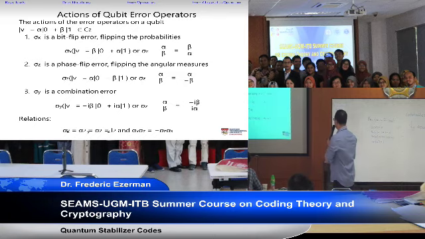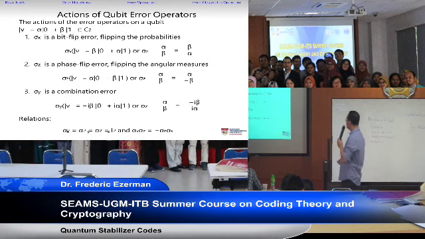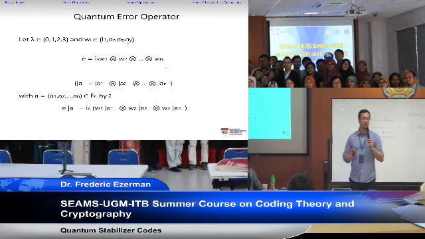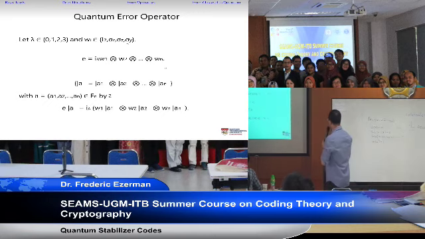Okay, so quantum error operator. You can characterize the error operator in the following way. I raised to lambda for lambda between 0 and 3. And this W here is a basic non-trivial Pauli matrix plus the identity. Identity means nothing happened, no error, everything fine.